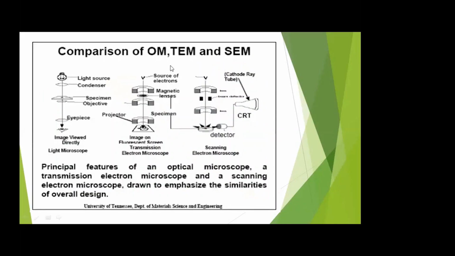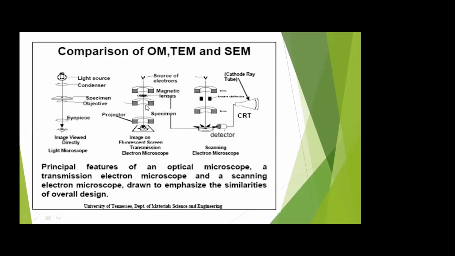So this is a comparison of the optical microscope, transmission electron microscope and scanning electron microscope. In the optical microscope, which we use regularly, you can see that there is a light source. Above that there is a condenser. Above that you have a platform where the specimen is mounted. Above that is an objective. And here is an eyepiece and the image is viewed directly through the eyepiece. Whereas in the transmission electron microscope, we have a source of electrons, same as in the case of the scanning electron microscope. And here we have magnetic lenses which help to focus.